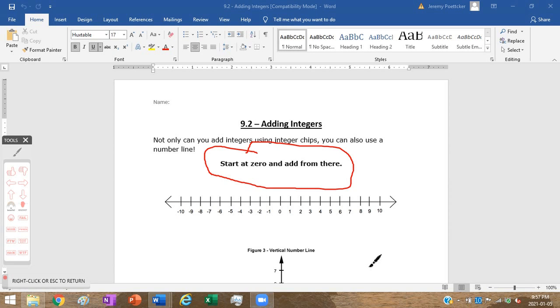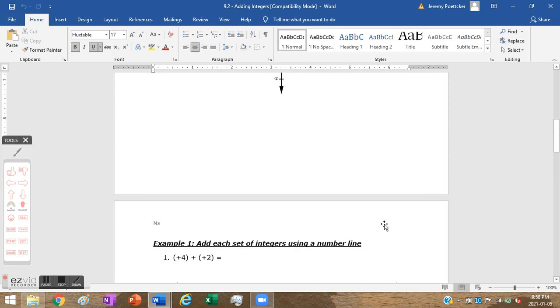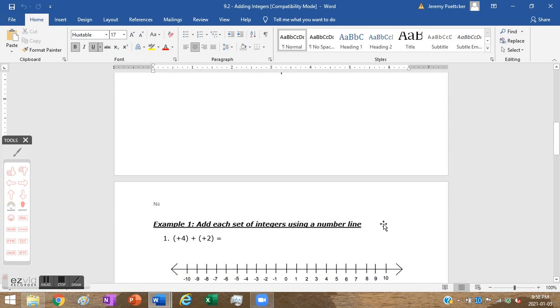All right, so I mean, a couple examples, right? We can have a horizontal number line like this one here. We can have a vertical number line like the one below here. Works the same with any of them. We're always going to start our first arrow at 0 and go from there. Now, let's look at what that means.